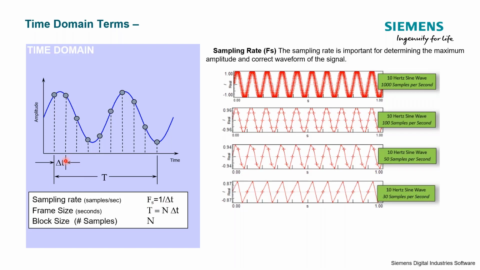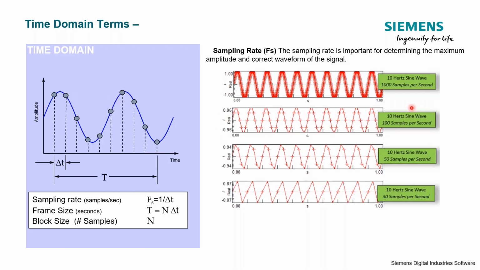And this delta t, if you look at it, these gray dots represent all the points where we're sampling this analog waveform. And hopefully you can see the more points that I have, the more samples, the better I'm going to be able to capture the amplitude of this signal accurately, as well as define the waveform itself in the time domain.